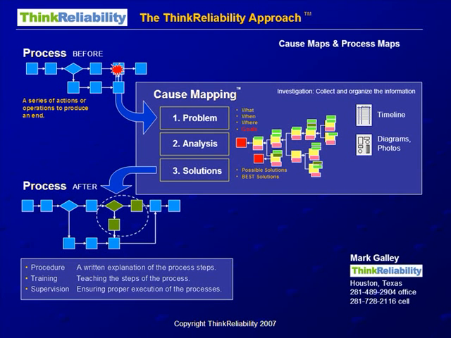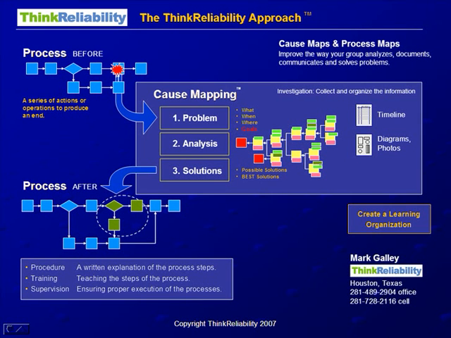Now, cause mapping and process mapping are the two tools of the ThinkReliability approach. They really improve the way the group analyzes, documents, communicates, and ultimately solves problems. The whole idea is how to create a learning organization. There's a lot of knowledge on the payroll within organizations, and we don't necessarily communicate as effectively as we could. By understanding both process and specifically the cause and effect relationships validated with evidence, it makes it a much more objective, structured approach, improving the way a group communicates when working through an issue.